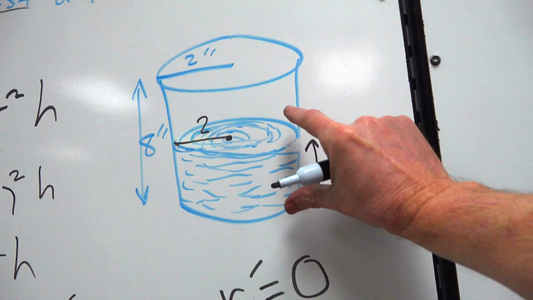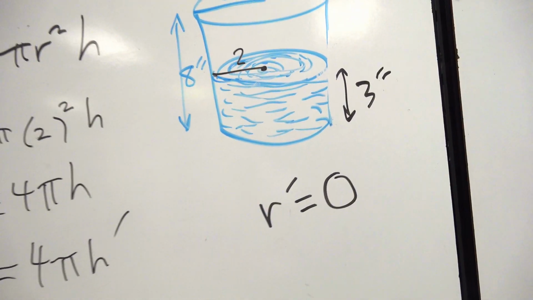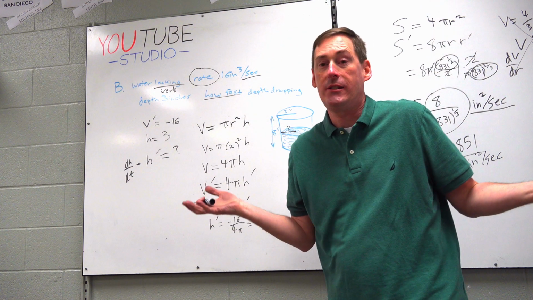Why is h prime negative? Because the height of the water is dropping. Of course, it's decreasing, right? So of course it should be negative. But negative 4 over pi what, right?